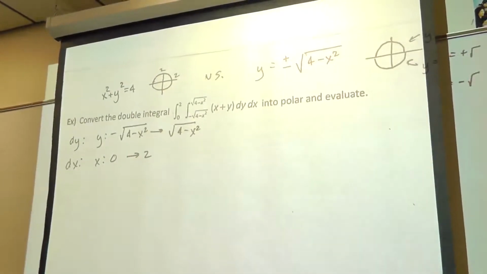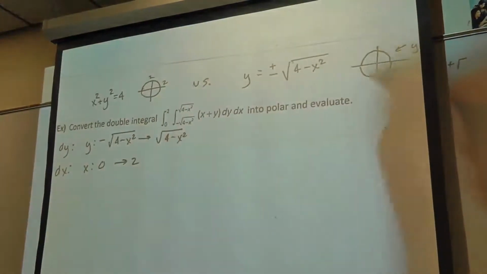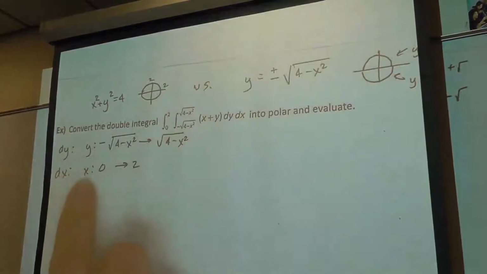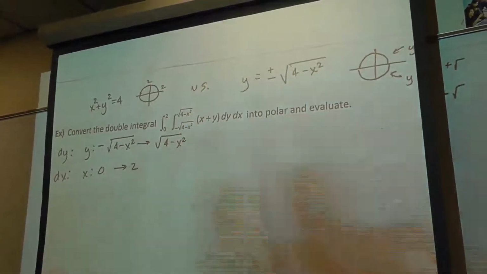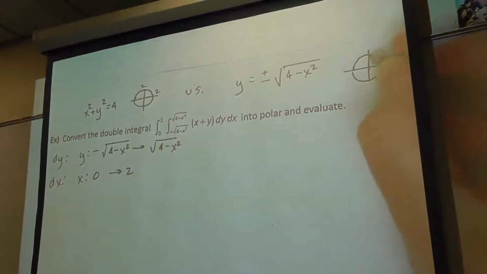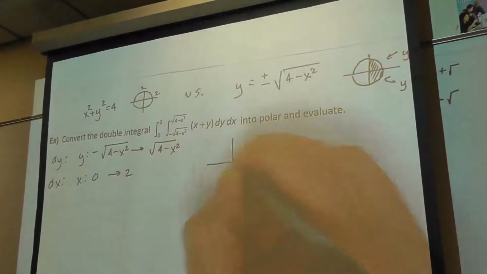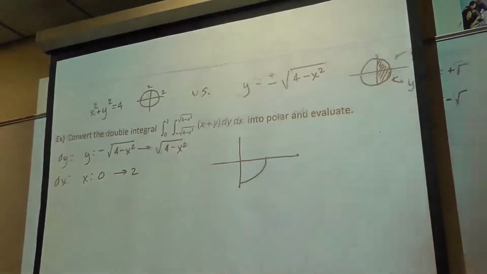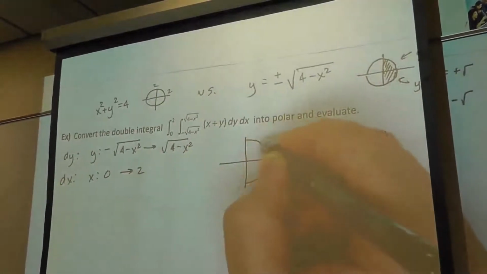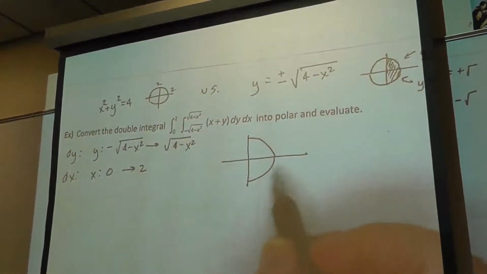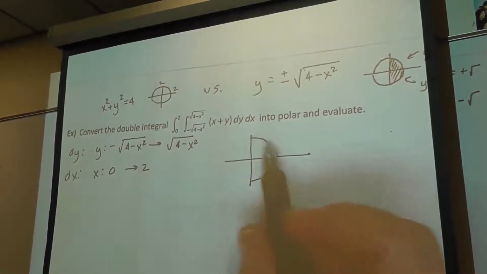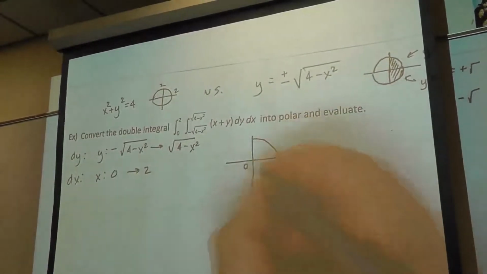See, if you just trust the y limits alone, the y limits give you both circles altogether. But you've got to make sure you cross-reference them with your x limits. X only goes from 0 to 2. So really that means our region looks something like this. See, this is still the lower half of that circle. This is still the upper half of that circle. So that would still be y equals negative root. And this is y equals positive root. But then x goes from 0 to 2.